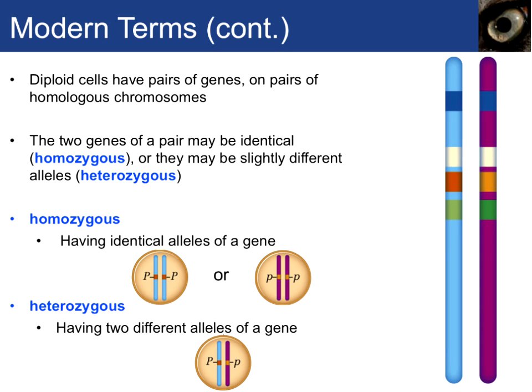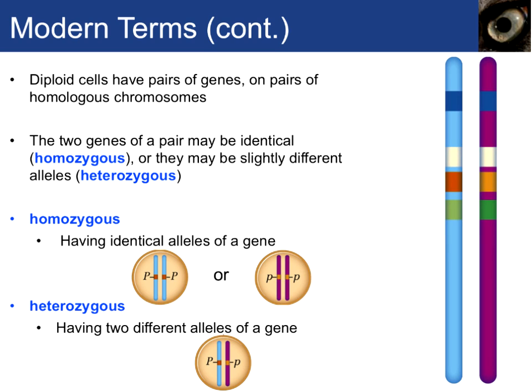So as we know from last week, diploid cells have a pair of genes on pairs of homologous chromosomes. So these genes are found at the same location on each homologous chromosome, at the loci for that gene. So the two genes found on a pair of homologous chromosomes may be identical, or the alleles may be different. And you can see this in these pictures.